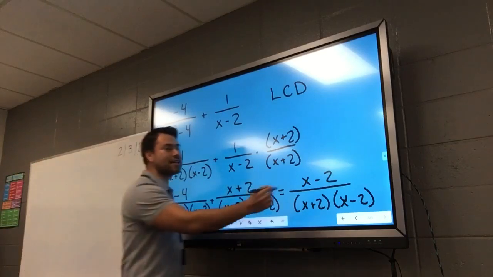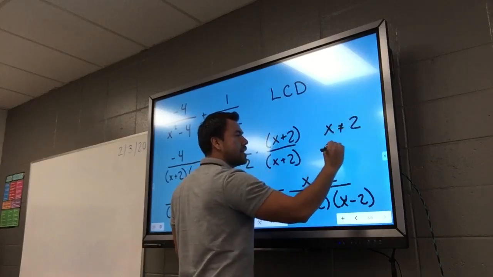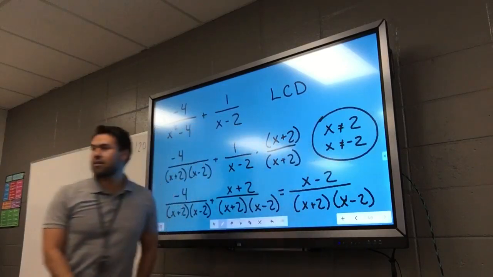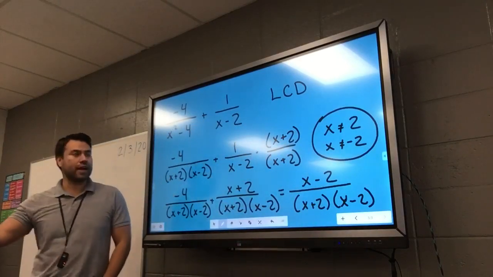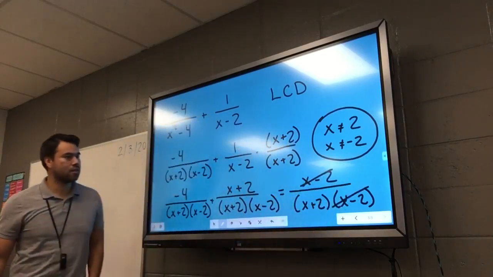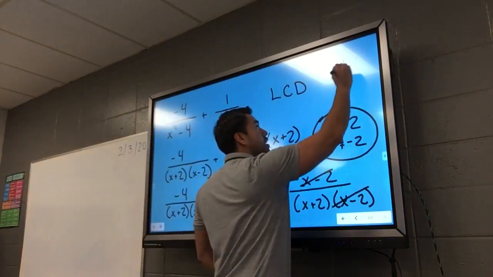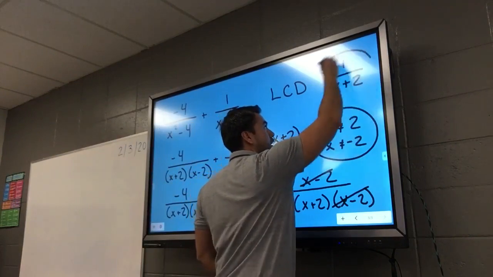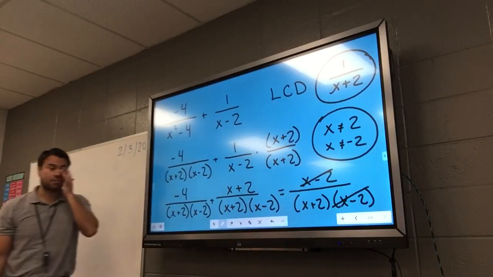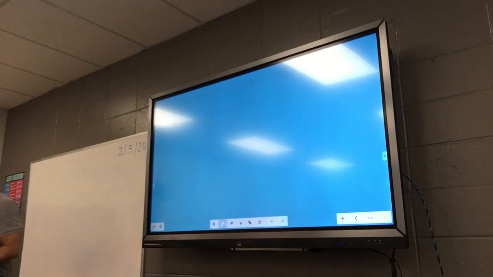All right, what are the excluded values? X cannot equal 2, and x cannot equal negative 2. All right, but is that a simplified answer? What am I left with? 1 over x plus 2. That's my final answer because I canceled those out. Yes, so much simpler. But do they always look simpler after you work them out? Good answer.